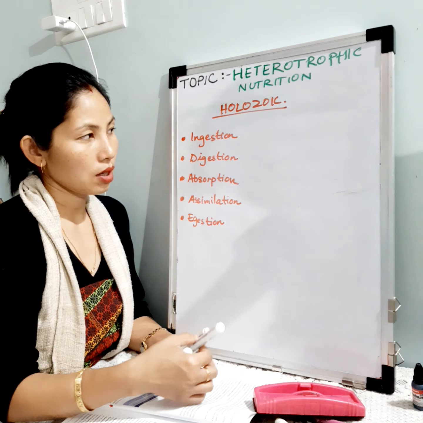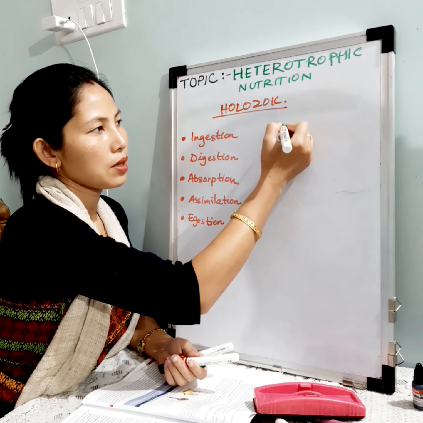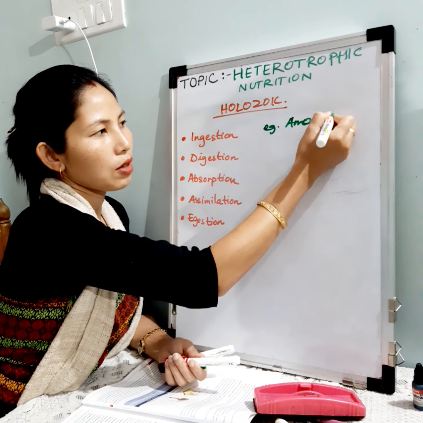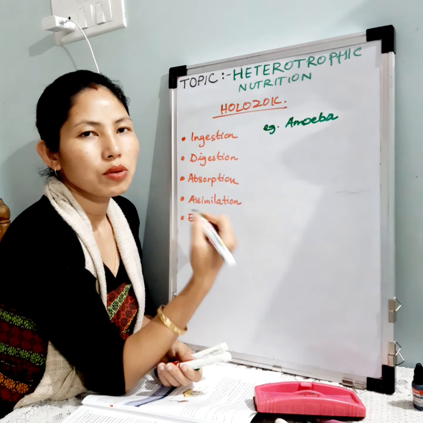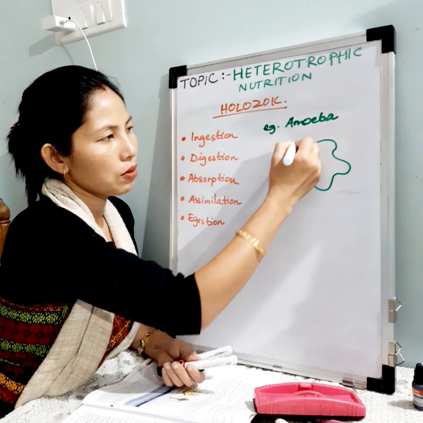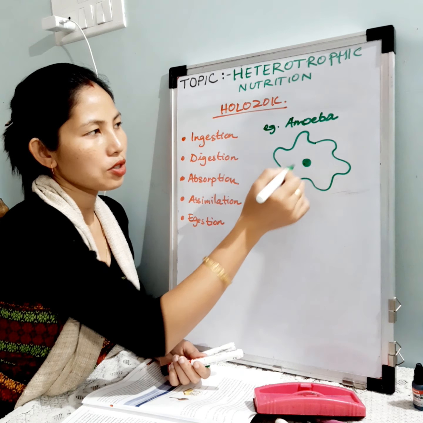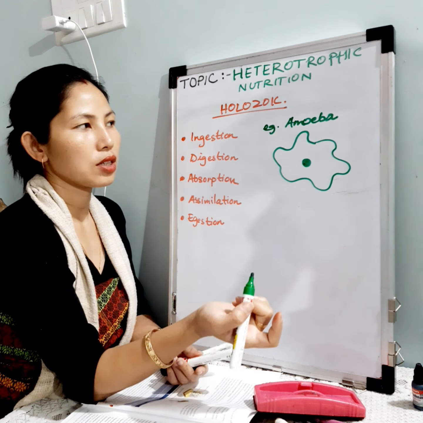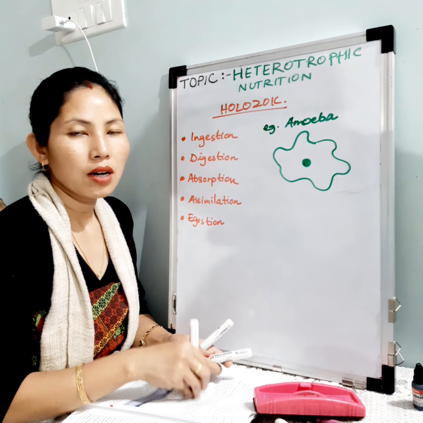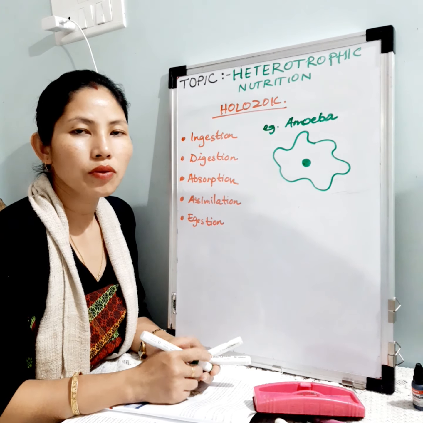So let us understand it with the help of the example of amoeba. Okay, amoeba is a unicellular protist which is irregularly shaped, right? So amoeba is an irregularly shaped unicellular organism, which is a protist, and this amoeba follows the holozoic mode of nutrition.